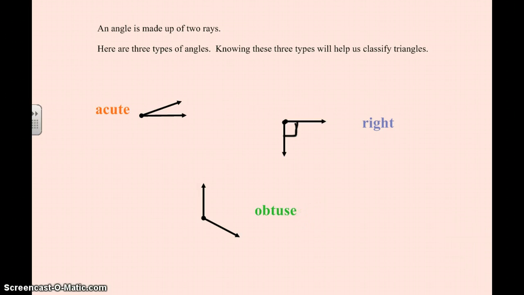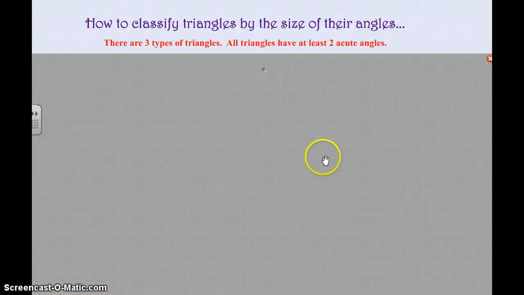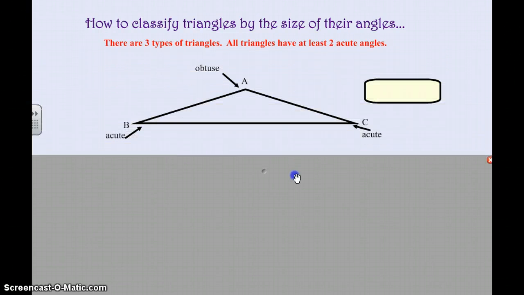All right. So we're going to use this to help us classify some triangles. So let's take a look. How do we classify triangles? We classify them by the size of their angles. There's 3 types of triangles we're going to focus on today, and all triangles have at least 2 acute angles. So let's take a look at our first example.